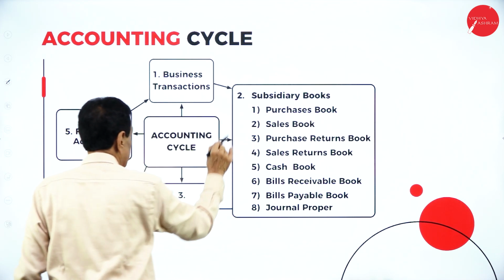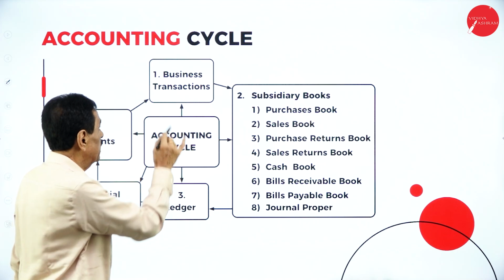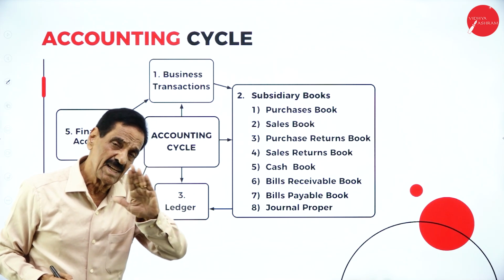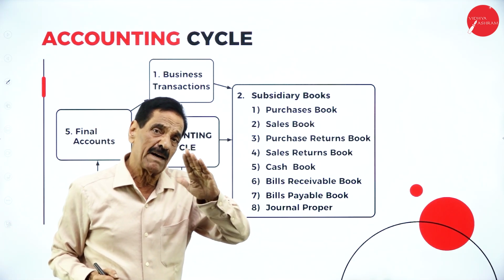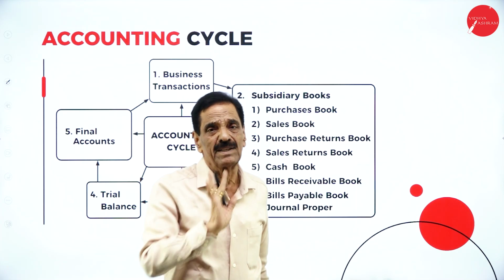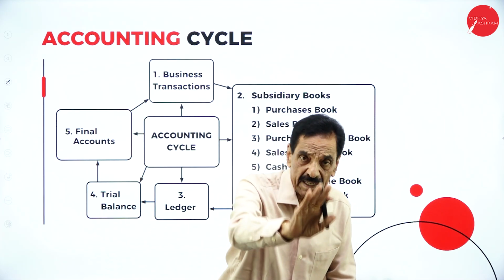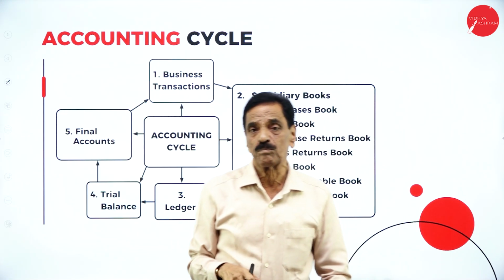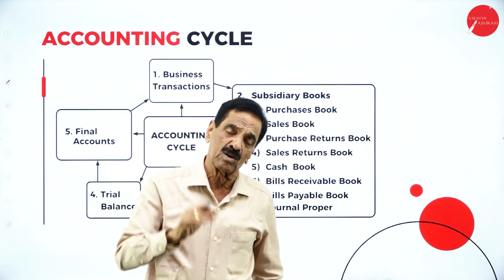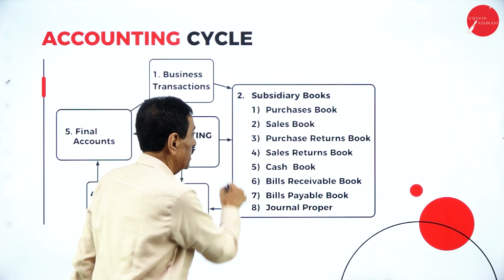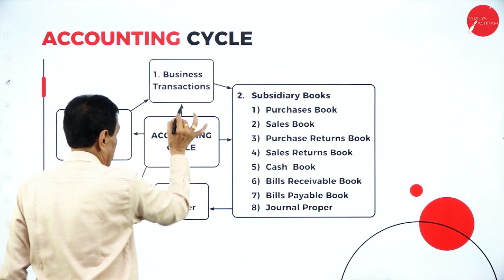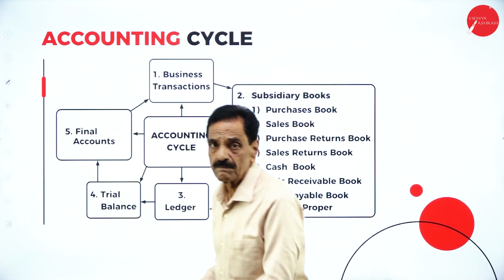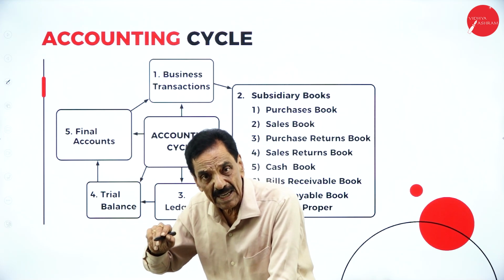Then, in the accounting cycle, what will happen? First, the transaction. First we prepare the journal, journal to ledger, ledger to trial balance. From the trial balance, you prepare the trading and profit and loss account and a balance sheet. So these are all the books to be maintained here: transaction, accounting cycle, ledger, trial balance, final accounts. Final accounts contain the trading account, profit and loss account, and a balance sheet.